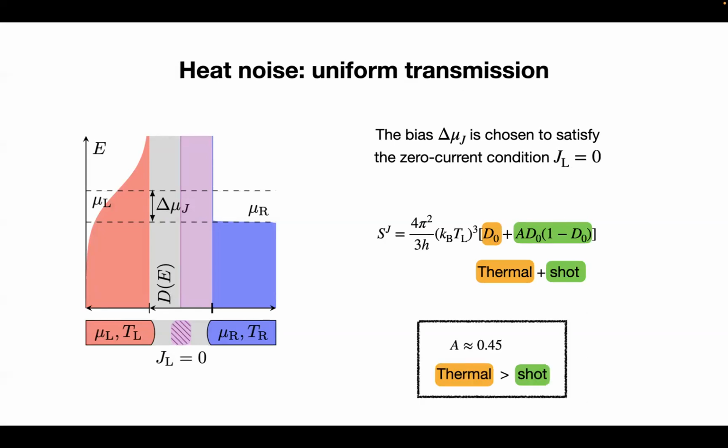you can again find a similar expression when you separate into thermal and shot components. And you find again that this coefficient here is just a given function of this bias here that is needed to compensate for the heat current that would flow in the system. So that would be the thermal voltage. And in this case, again, we see that the thermal noise is larger than the shot component.